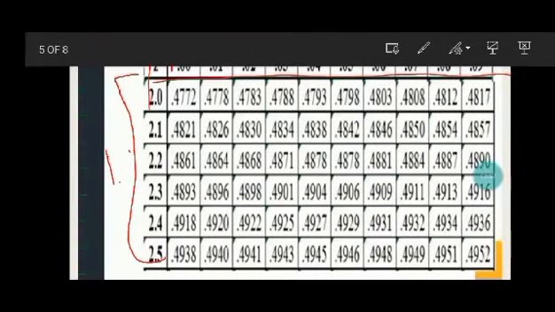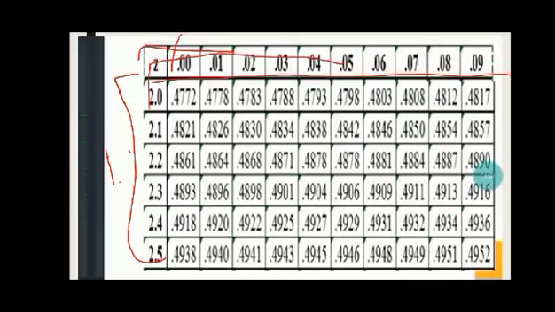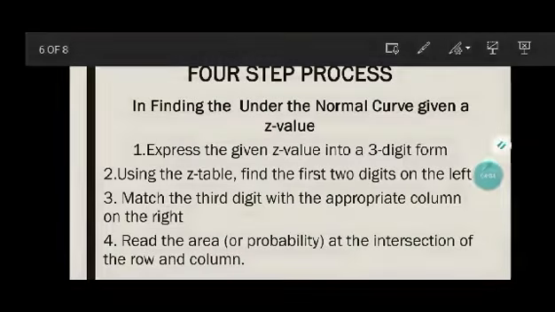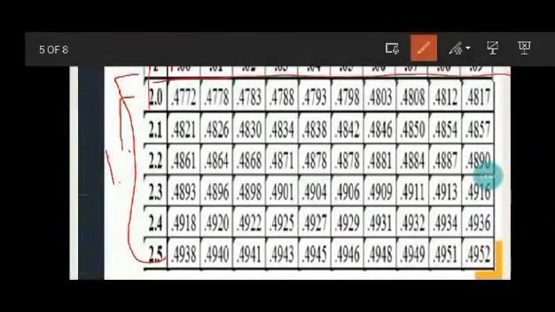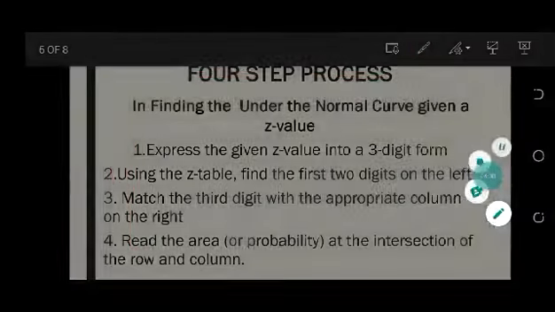So again, ang tawag dito sa column na to, or left side, ay yung z-values natin. Then ito naman sa taas, ito po yung hundredths place of values. So, paano ba natin gamitin to? So, this is our example.